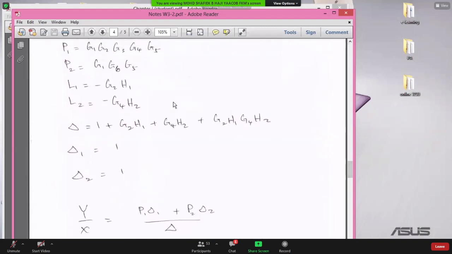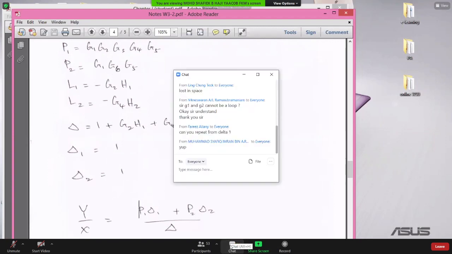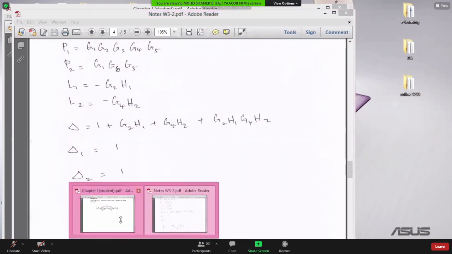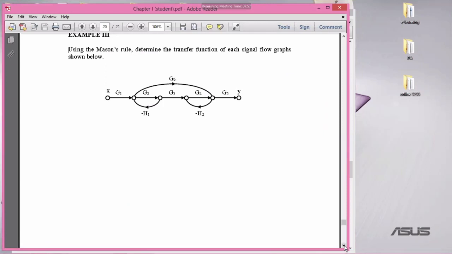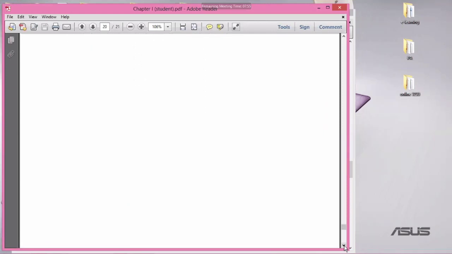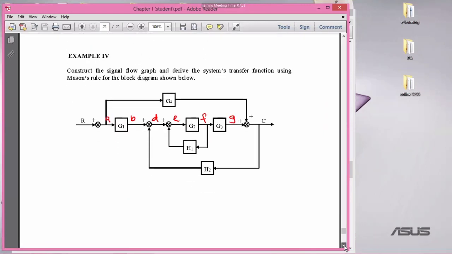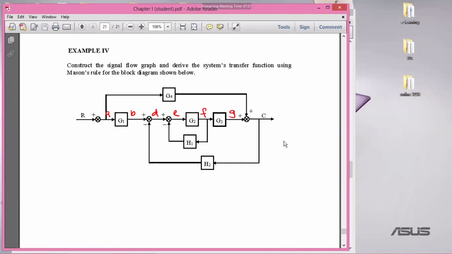After this, we are going to have an example where one of the loops does not touch one of the forward paths. Do you have any more questions? All right, so let's go to the last example where one of the loops does not touch the forward path. Okay, here, we have this block diagram.